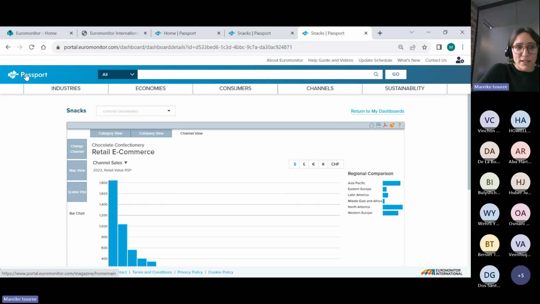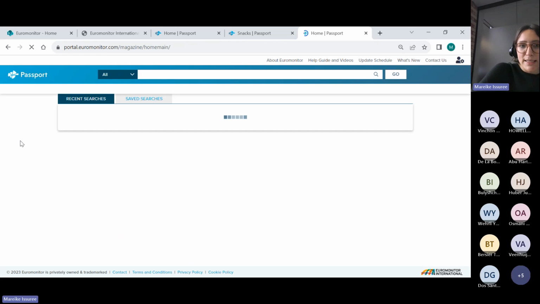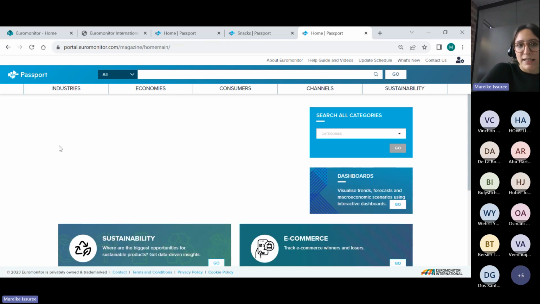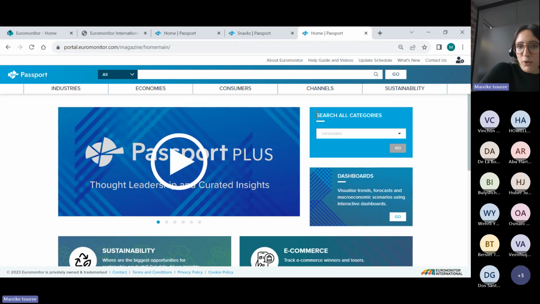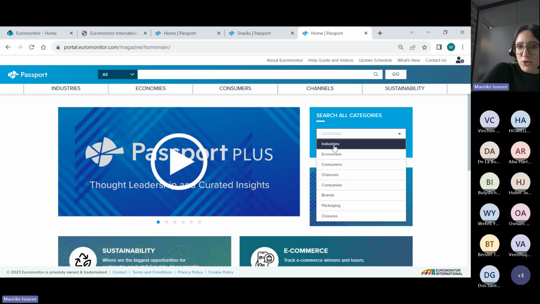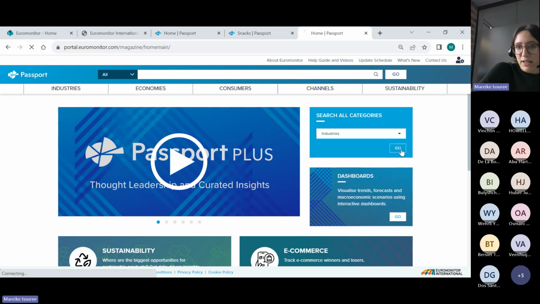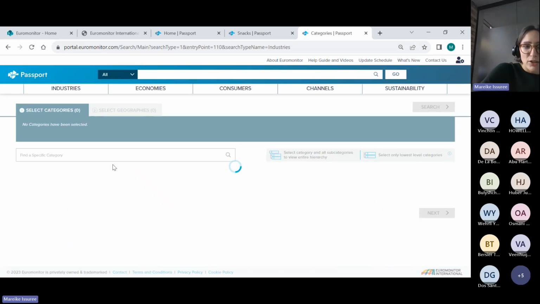So the way I did it was I go back to the main landing page. The best way to conduct a systematic search and combine indicators and compare is by going into the search or categories tree. So I can simply select industries or economies, consumers, channels. It doesn't really matter because it all brings me to the same results page.